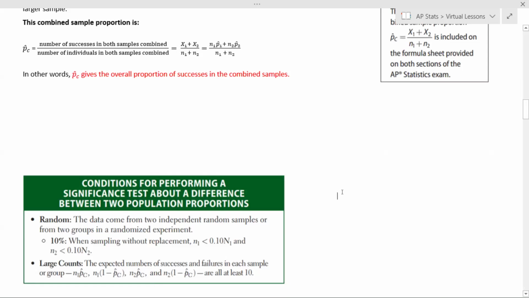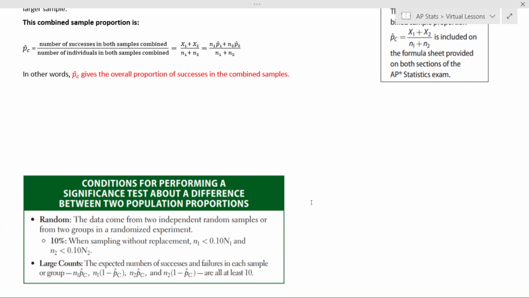So the conditions for performing a significance test about a difference between two population proportions are the same three things: random sample, 10%, and large counts. We have to be careful how we calculate these here. For the random condition, we have to verify that the data come from two independent random samples or from two groups in a randomized experiment.